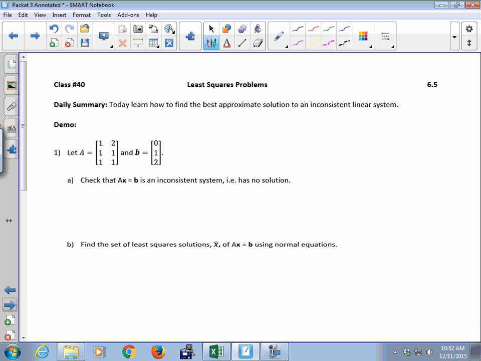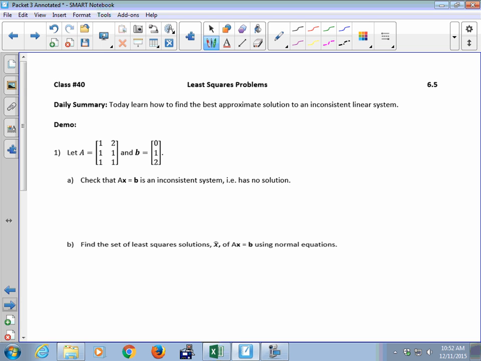Okay, so let's do an example. Before we can start here, we're going to show that this is inconsistent. It has no solution. Once we know it has no solution, we're going to search for the x hat, the best, the closest thing, right? The x that will make Ax equals b as close to true as possible.